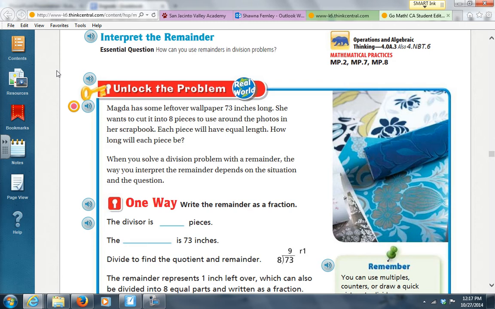When you solve a division problem with a remainder, the way you interpret the remainder depends on the situation and the question. Okay, so it depends on what the word problem is asking us to do. Alright? One way is to write the remainder as a fraction.